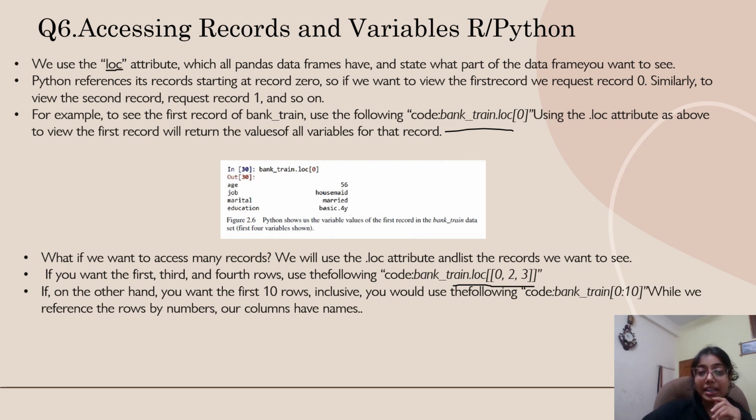If, on the other hand, you want the first 10 rows inclusive, you would use the following. First 10 rows means from 0 to 10, and we use a colon here. Okay. While we reference the rows by numbers, our columns have names.